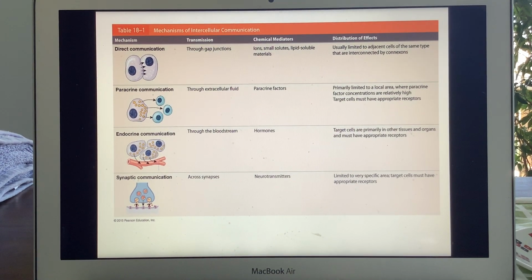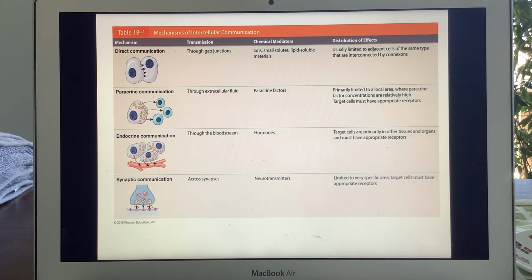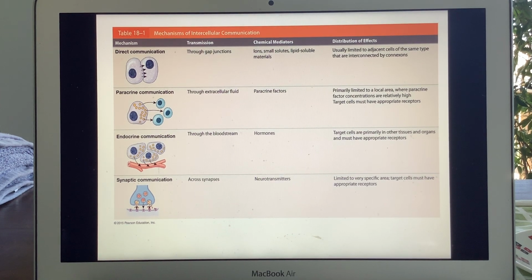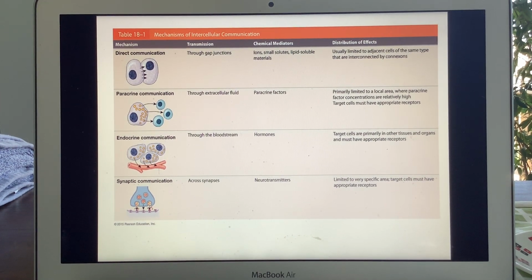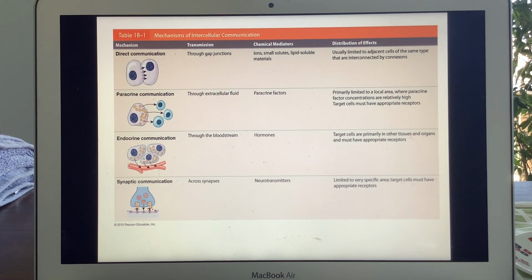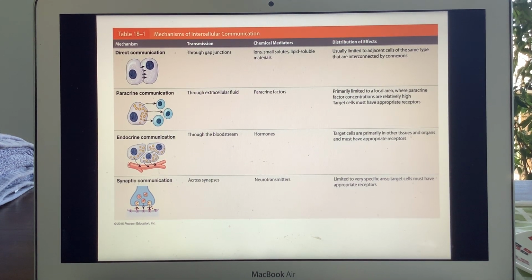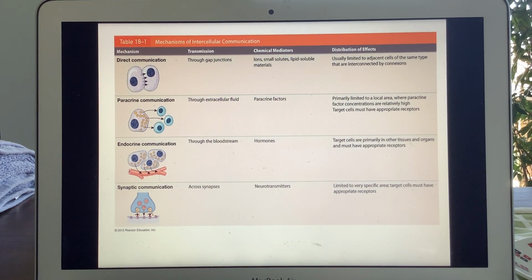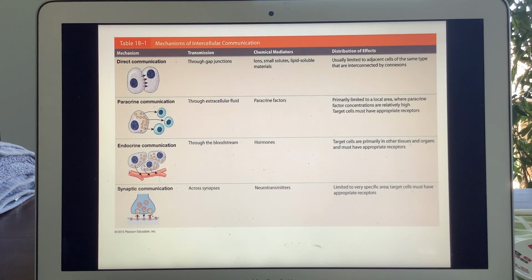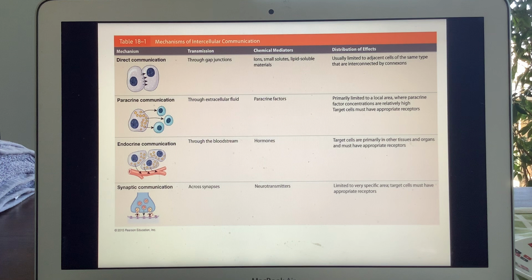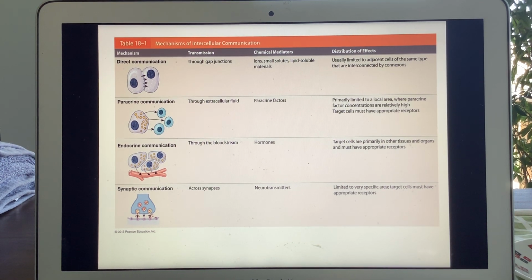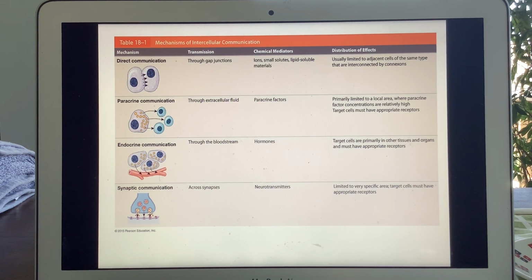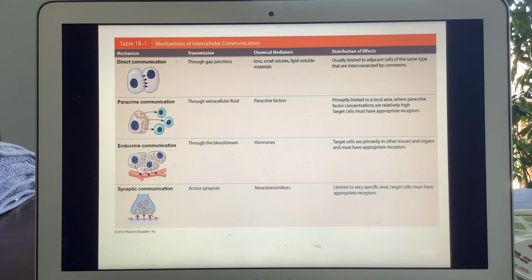Direct communication, you can see by that first diagram in the upper left-hand corner that the cells touch. So that when we talk about direct communication, adjacent cells, or those cells that are next to each other, have to be touching. They transmit that information through gap junctions. We specifically talked about a specialized gap junction in 175 that was between cardiac muscle cells. Can you remember what those gap junctions are called? If you said intercalated disc, give yourself a pat on the back.